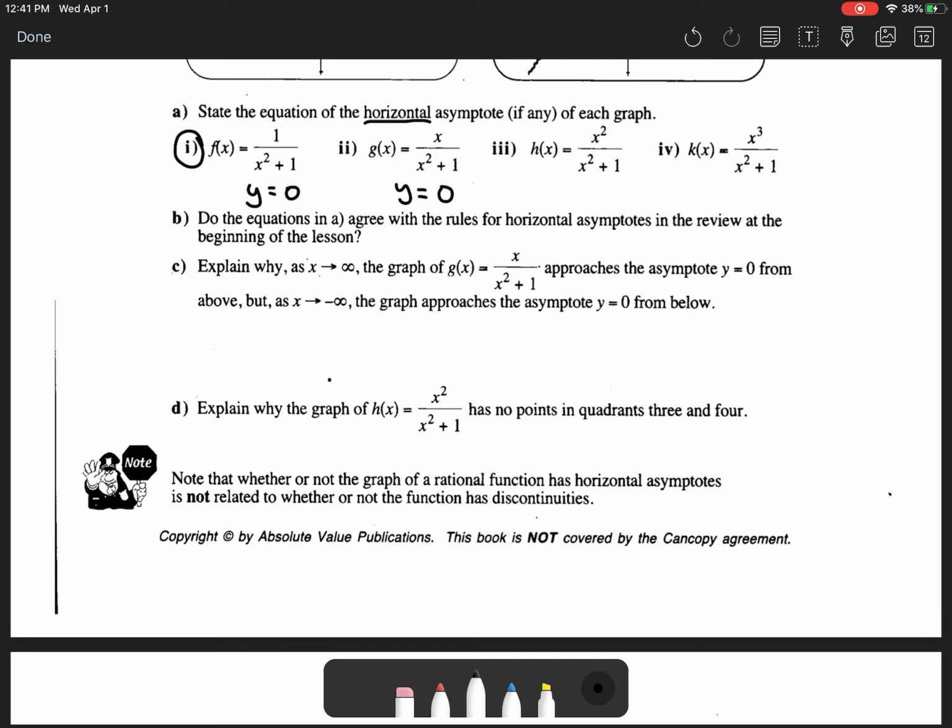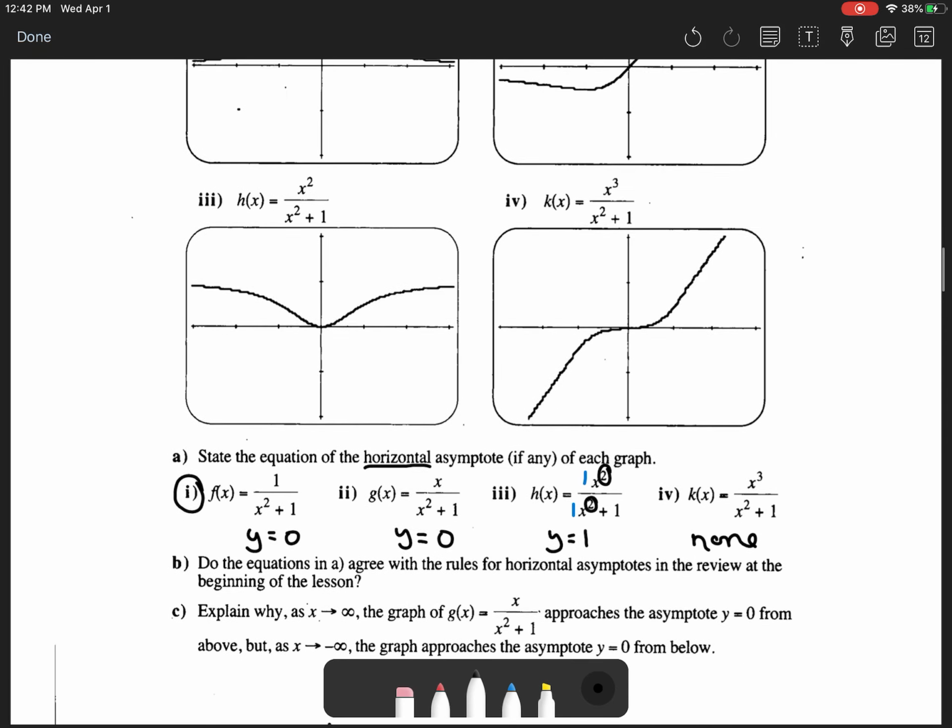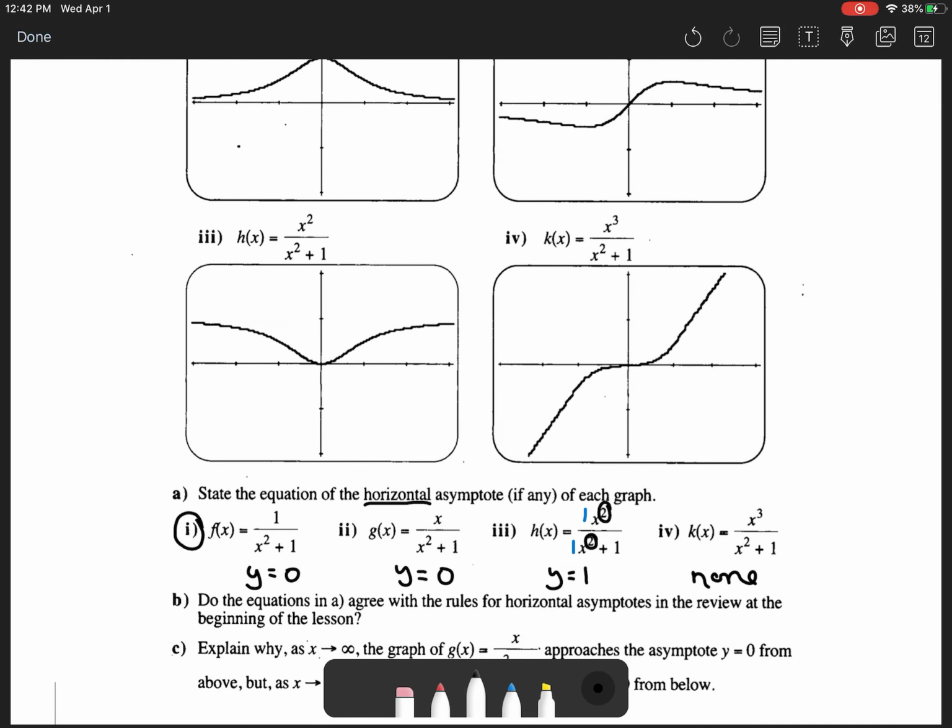In the third one, the degree of the numerator and denominator is both 2. So that means the degrees are the same. So I create a rational number or a fraction using the leading coefficients, which in this case is 1 for both the numerator and denominator. So 1 over 1 is just 1. So you will have a horizontal asymptote at 1. And for the last one, there will be none, because the degree of the numerator is greater than the degree of the denominator.